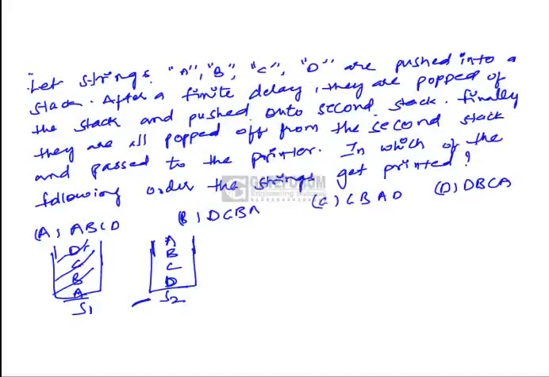After that they are popped from the second stack and passed to the printer. After some time the contents of the stack are popped one by one and passed to the printer. So the first element to be popped will be A, so A gets printed first. After popping out A, B will be the top of the stack, then B will be popped out and passed to the printer. So B will be printed after A. After B, C would be printed, and after C, D would be printed.